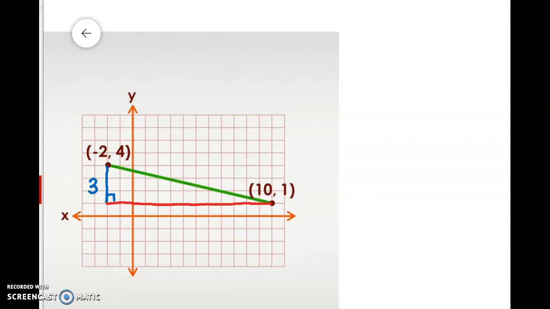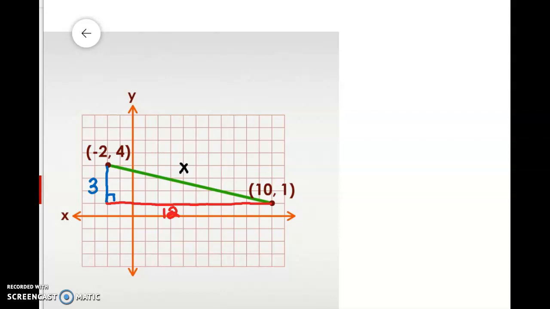And if I count the length of this line, I get 1, 2, 3, 4, 5, 6, 7, 8, 9, 10, 11, 12. So I get 12. All right. Now this should look pretty familiar to you. Even though this is a video on finding distance, we can use the Pythagorean theorem to find the distance between 2 points. It just requires this step of drawing out the right triangle.